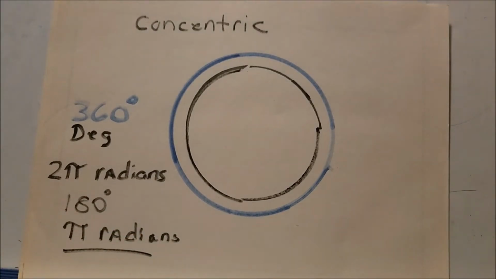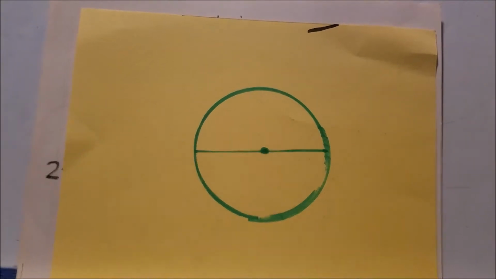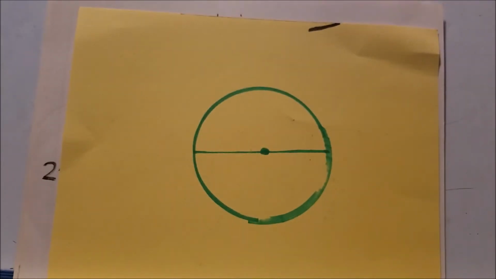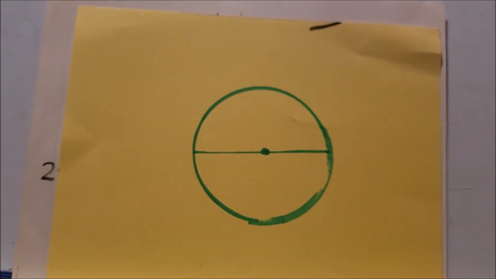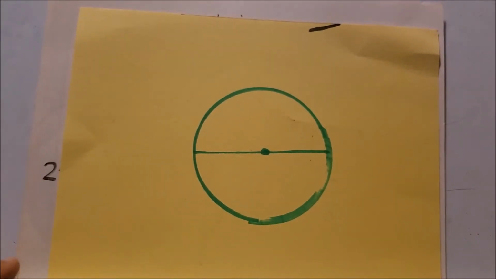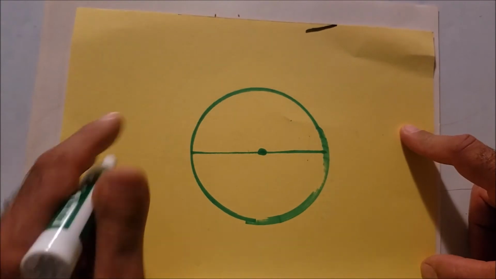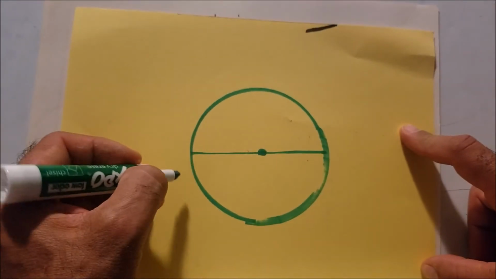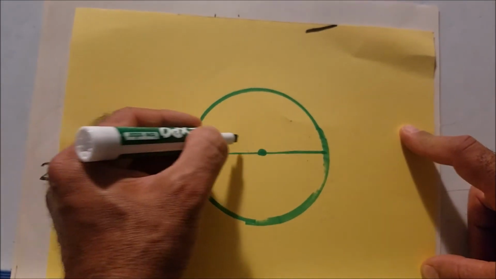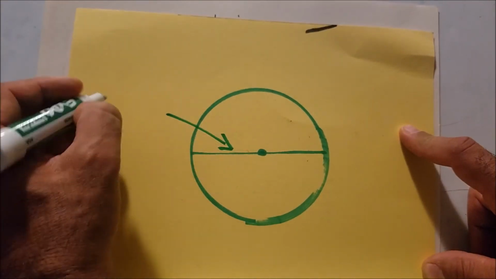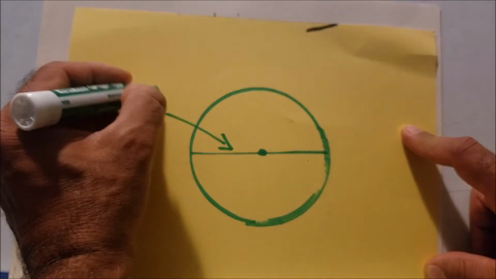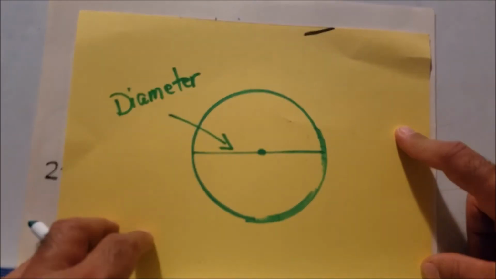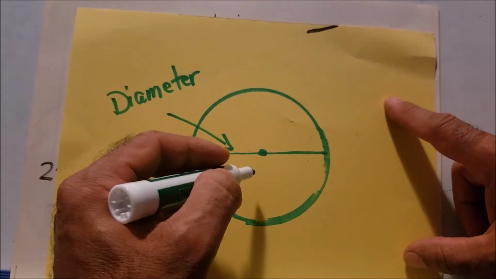So let's look at the parts of a circle. Alright, here's our circle. We'll label some parts of it. So here we have the diameter, and you should know this, right? The diameter cuts the circle in half, and it's the whole length of the circle. So this is the diameter. We'll put an arrow there and say diameter. And half a diameter is a radius.